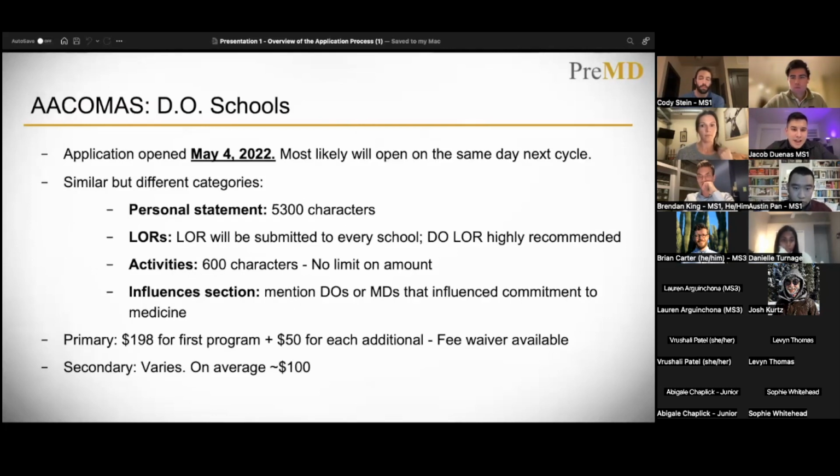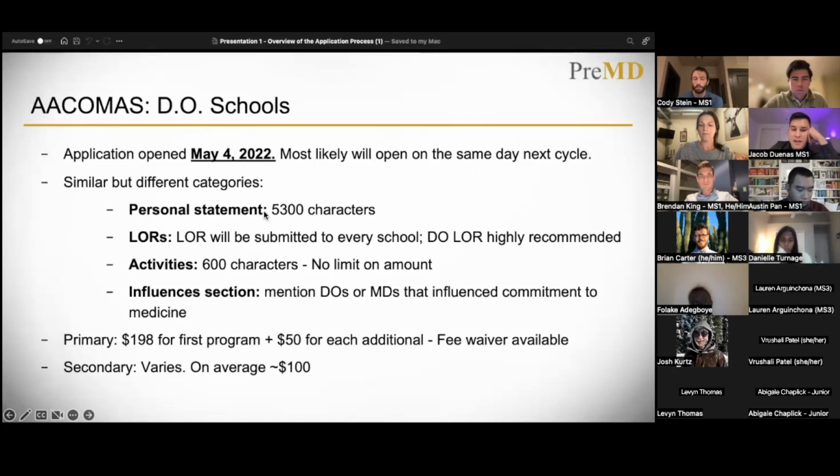This is a little deviation from the AMCAS application. This is the application for DO schools. It's going to have some similarities to AMCAS, but there are definitely some differences. Last year it opened a little bit before the AMCAS application. And for this one, the personal statement, again, is the same character length.